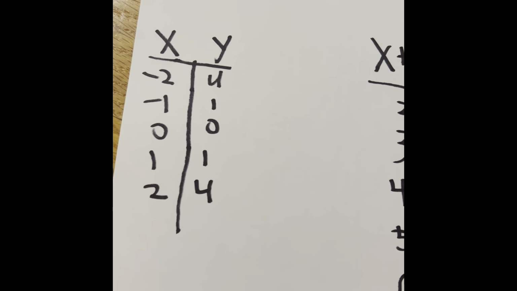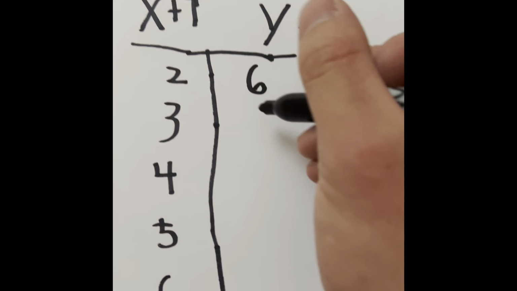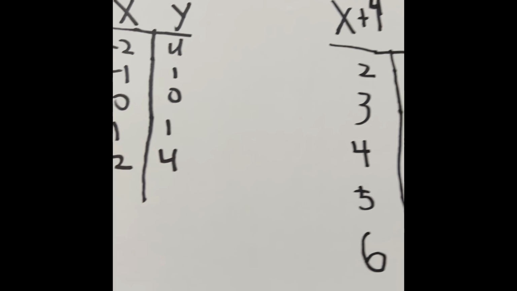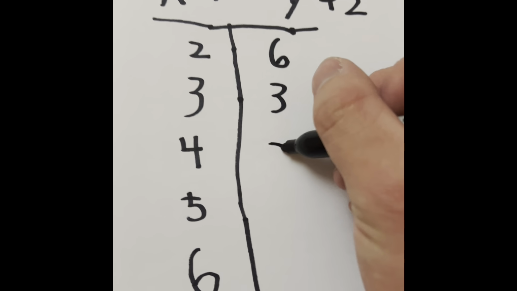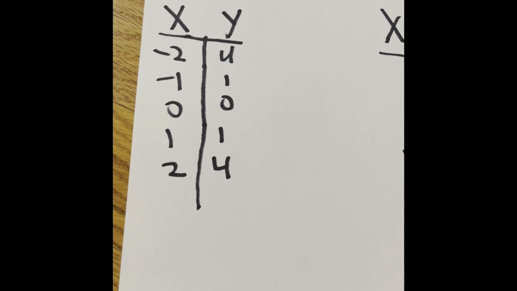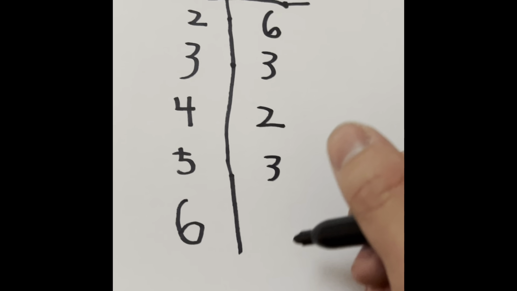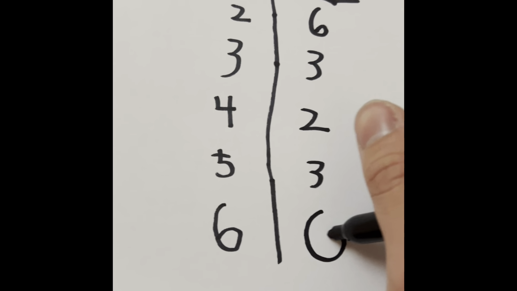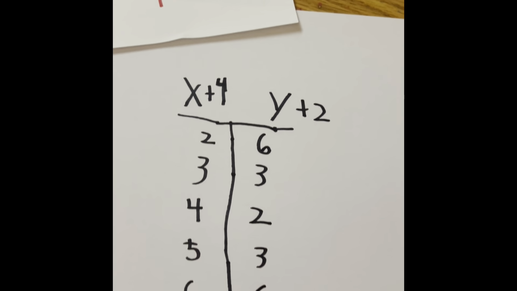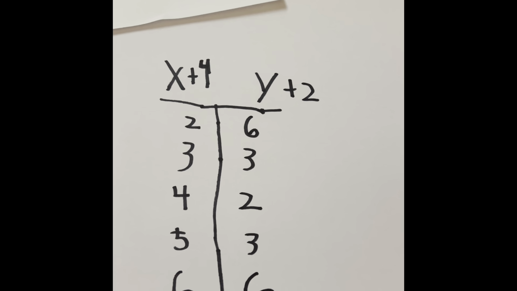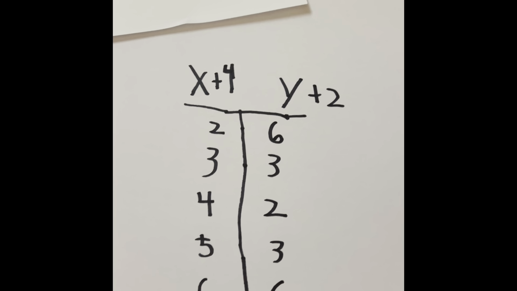We have 1 plus 2 is 3. We have 0 plus 2 is 2. We have 1 plus 2 is 3. And finally, 4 plus 2 is 6. So if you ever try to graph this on right here, then it's going to help you understand what the parabola might look like, or what the quadratic might look like.